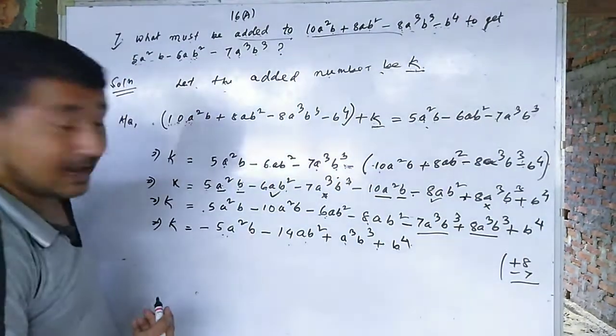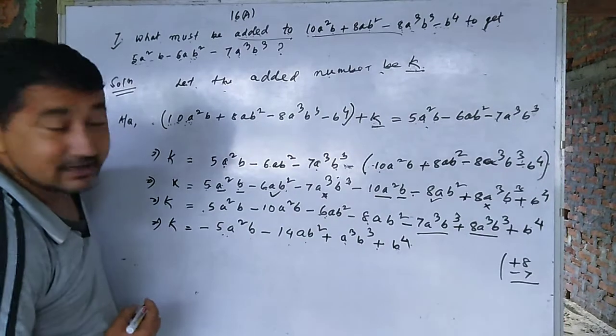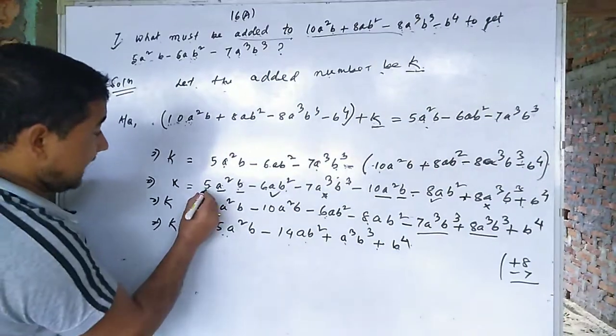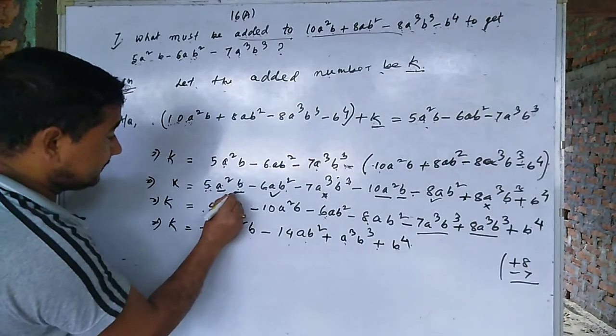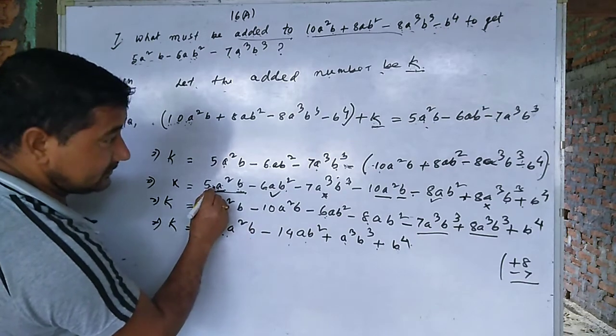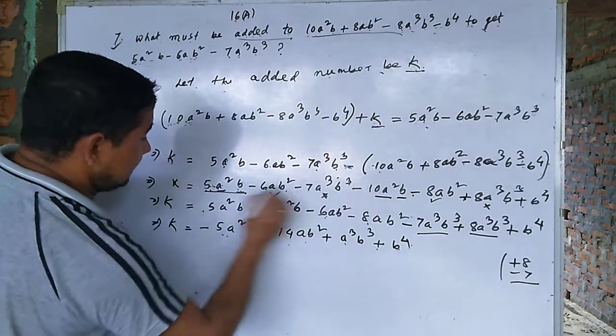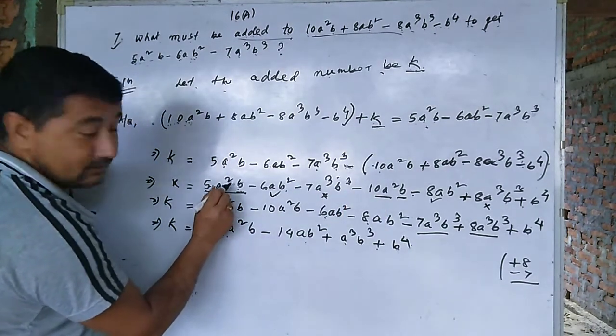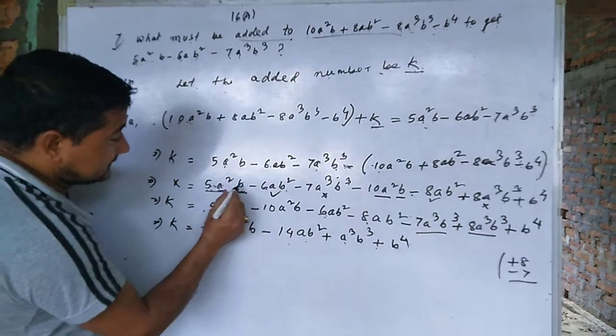Now you arrange the like terms. Like terms mean similar terms. Take the 5a square b term: the power will be the same and the variables will be the same, a square b.